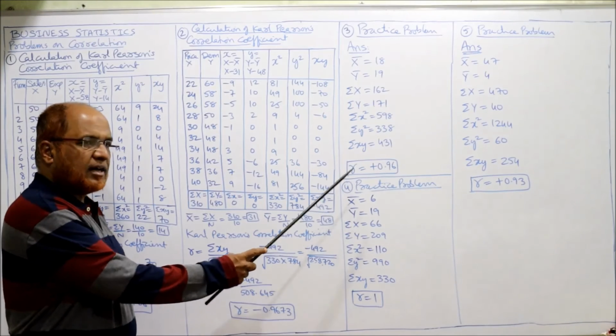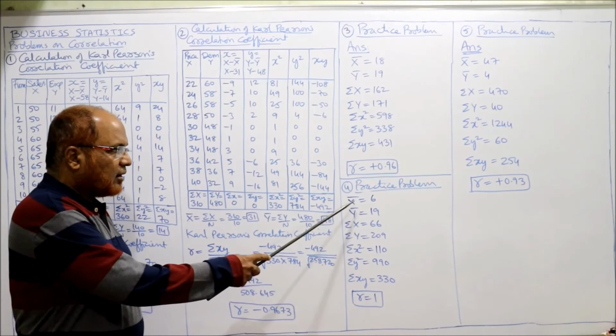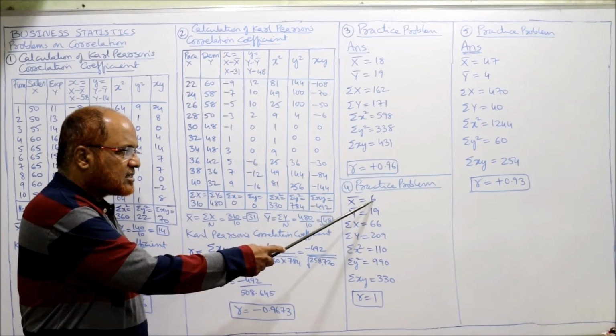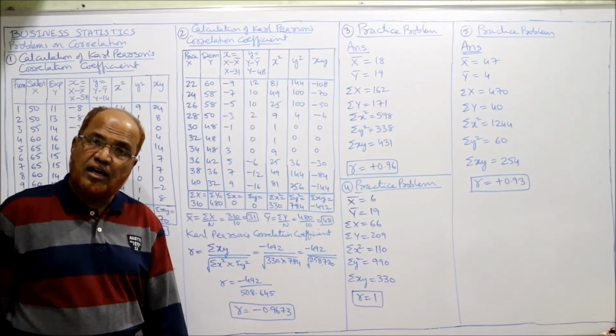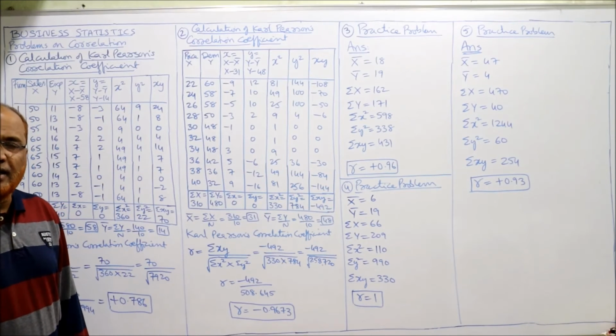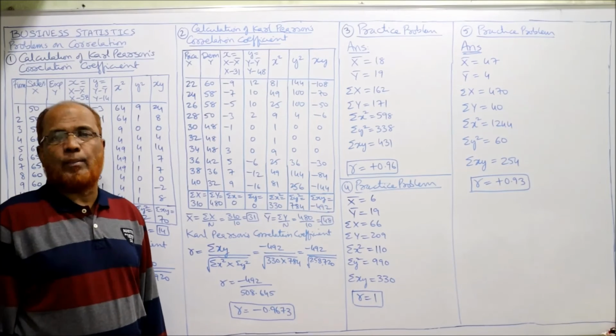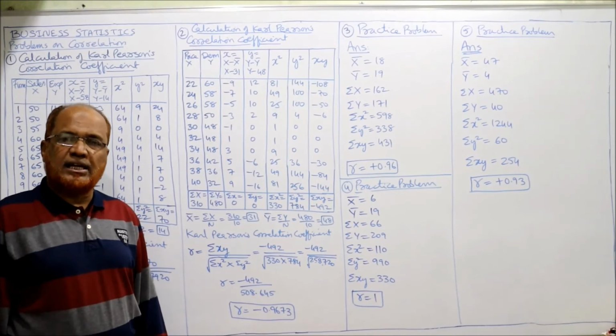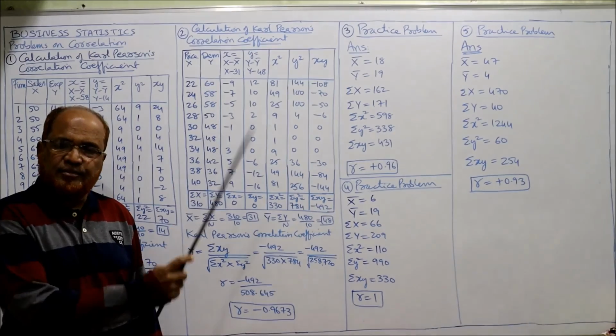So first see the answer. The x bar, you are going to get mean 6, mean of y is 19. Again we are very lucky. We are getting both the means in whole number. So we are going to take the deviations from actual mean just like this.